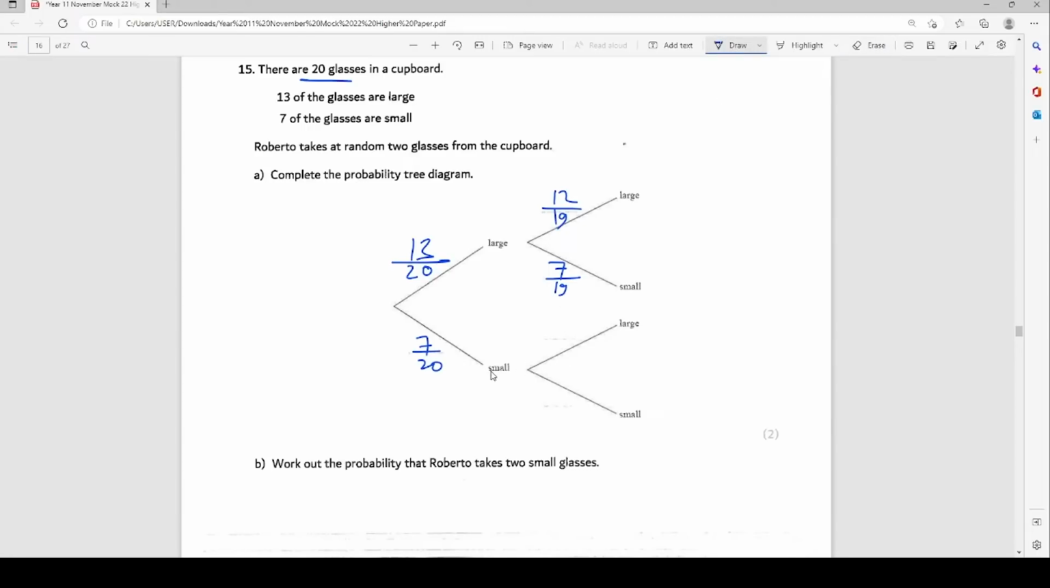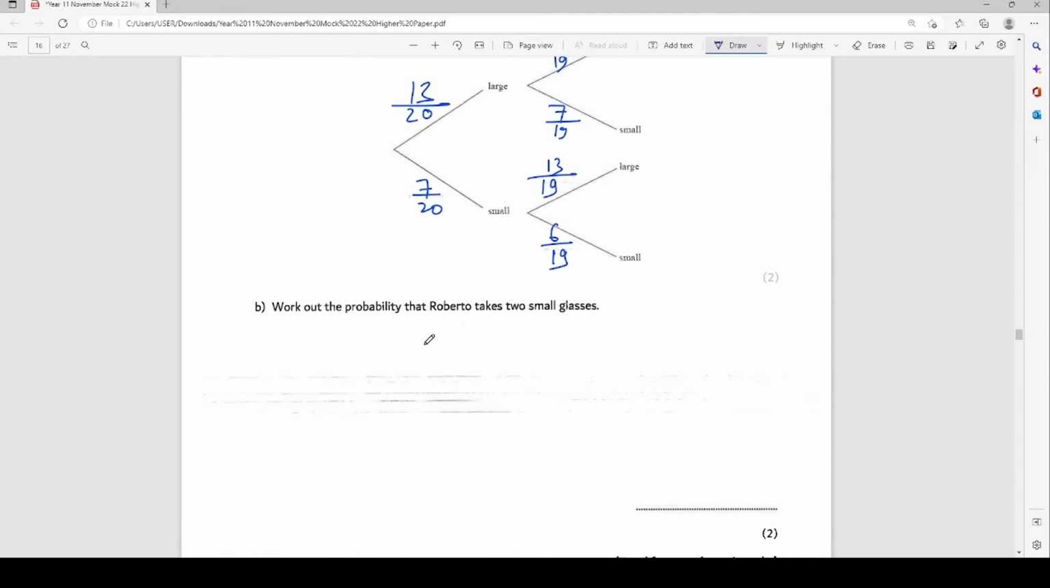Whereas if the first glass was small, the number of large glasses has not changed, but the total number has changed, which is 19. Again, if the first glass was small, the choices I have for the next glass are just 6 glasses out of 19. That's how I will complete my probability tree diagram.